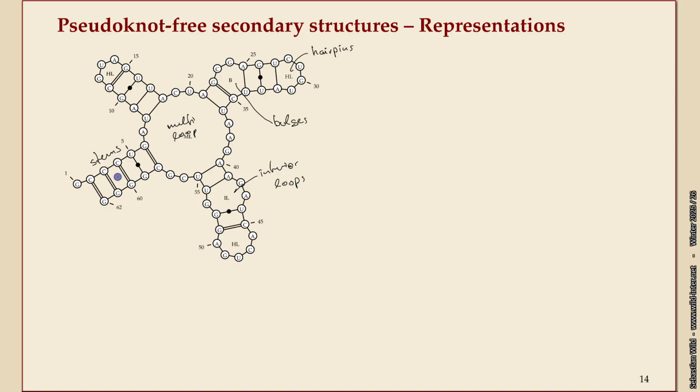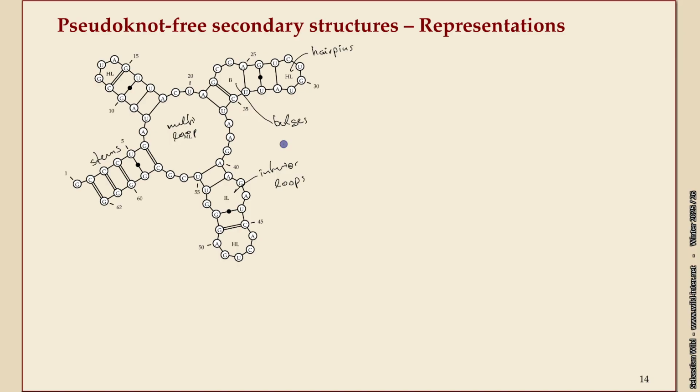In terms of the graph, planar graph terminology, these are just the faces of the graph. Right? If you draw it like this, then the edges separate the plane into several faces. There's the outer face, and then there's these small faces of the stacked pairs. There's the bigger faces of these multi-loops, and so on and so forth. Okay.